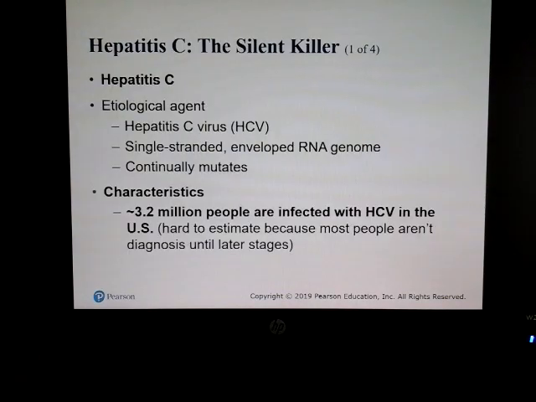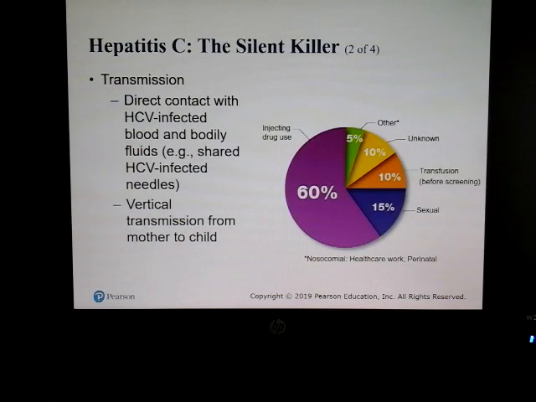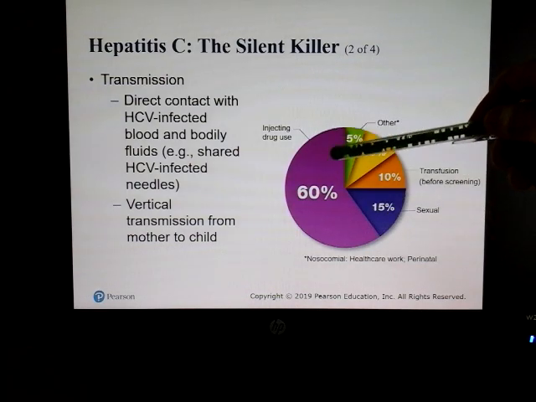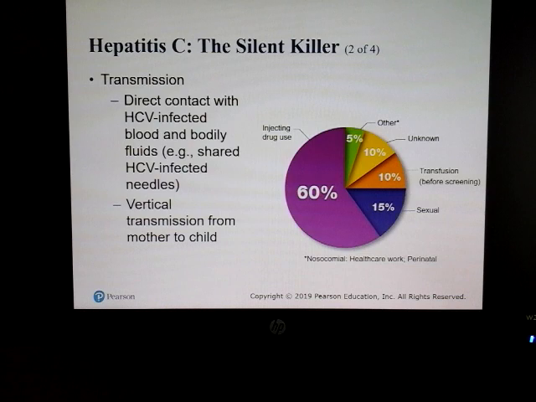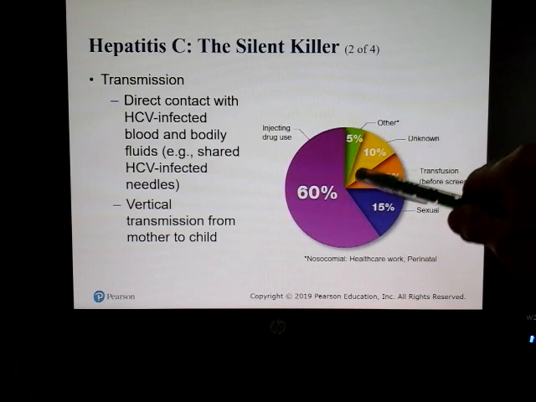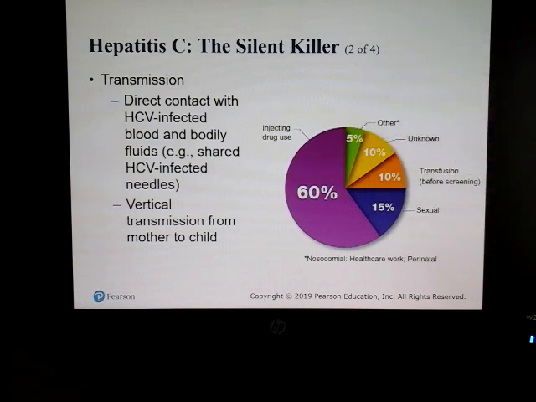Hepatitis C. Interesting to note, guys, that there's about 3.2 million people infected with HCV in the United States. That number is probably low because a lot of people don't get diagnosed until later stages. This one, 60% of cases have been shown to be due to injecting drugs. So drug use is number one. Sexual comes next, sexual activity, transfusion. We don't know about the others here, how they occur.